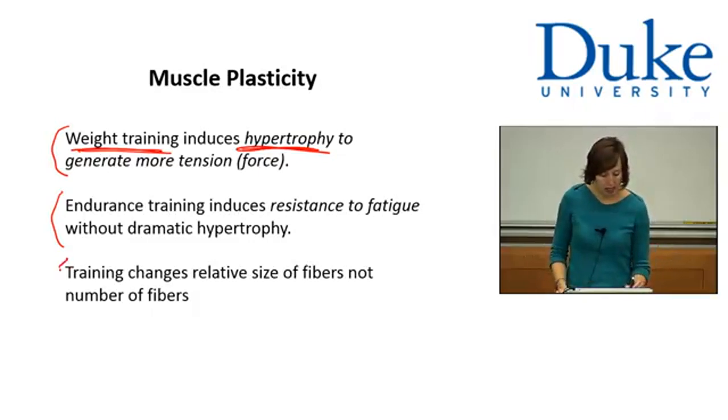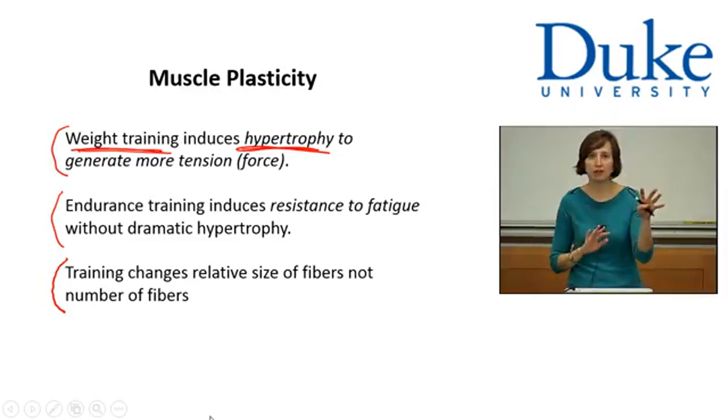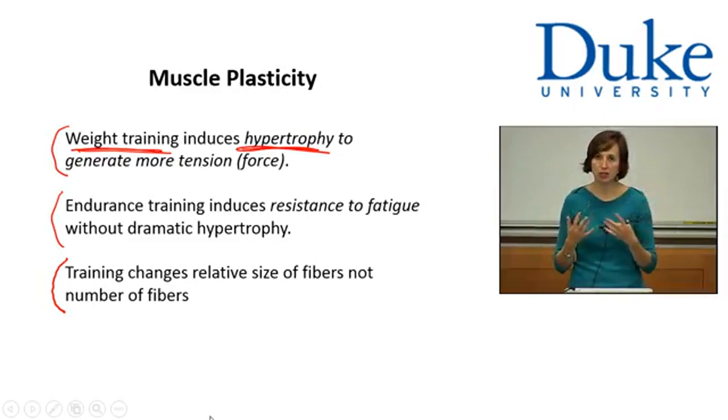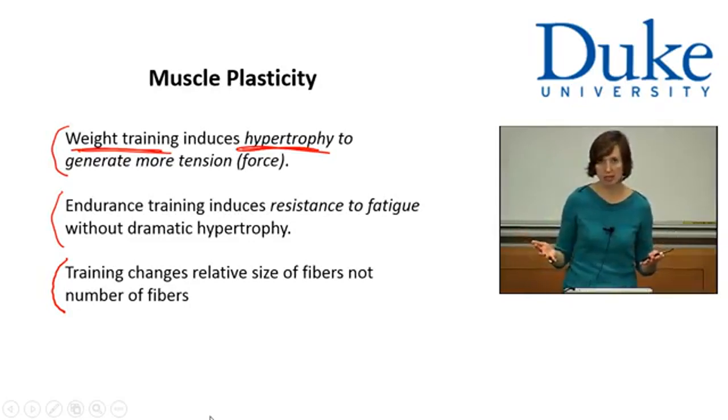It's thought that training is going to change either the size of the fibers or the metabolic capability of the fiber, but not the number of fibers or the type of fibers. That you're probably born with a certain ratio of slow oxidative fibers versus fast glycolytic fibers, and that's not going to be very changeable. But what you can do is either make your fast glycolytic fibers larger or increase the capability of the slow oxidative fibers to use oxygen so that you can train and improve at a certain activity by doing that activity.